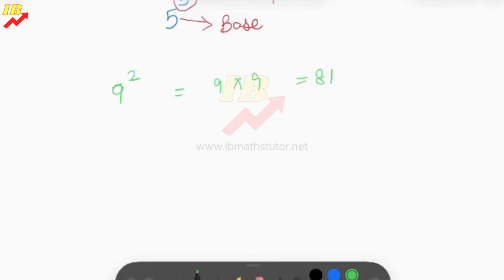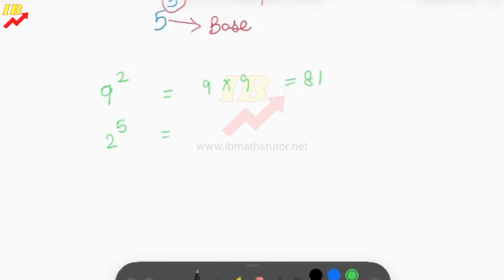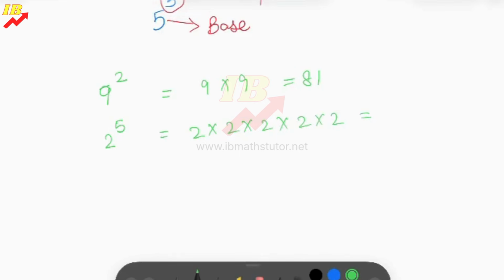Then, taking another example, suppose I'm writing 2 raised to the power 5. That means the number 2 is repeated 5 times. I'm going to open this up like this: 2 times 2 is 4, 4 times 2 is 8, 8 times 2 is 16, 16 times 2 is 32. So that's your final solution. This is all about the index: whatever is in the index, you repeat that number that many times.